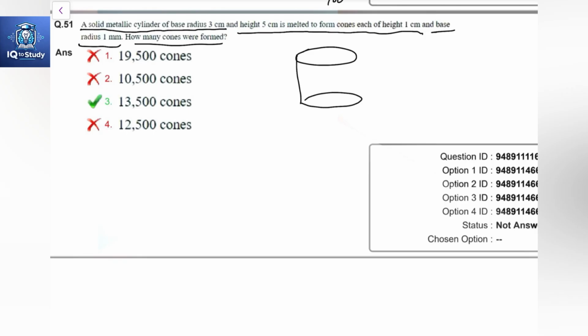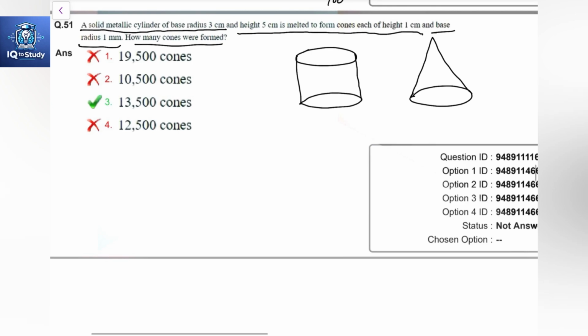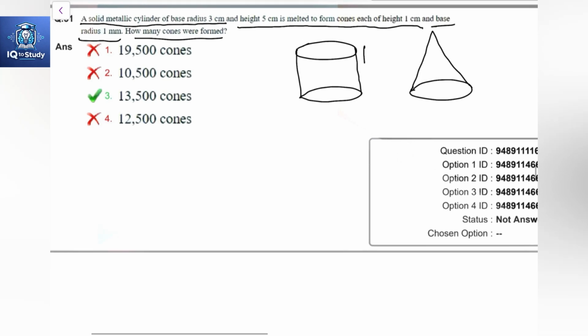This is the shape of a cylinder. This is the shape of a cone. In the cylinder, this is the height h and this is the radius r. Similarly, in the cone, it is radius r and this is height h.